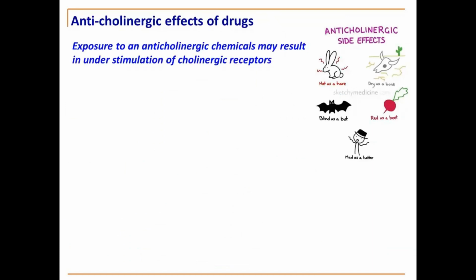So what are some of the problems with anticholinergic effects of drugs? Some people may have exposure to anticholinergic chemicals to excess, and that can result in understimulation of cholinergic receptors because we're inhibiting those cholinergic receptors. There's a whole series of effects that people might have with that, and that's shown in this nice little diagram down here that we're going to go through anyway.